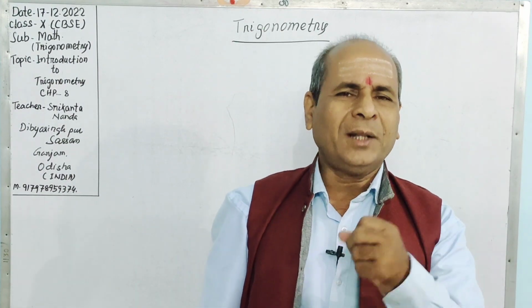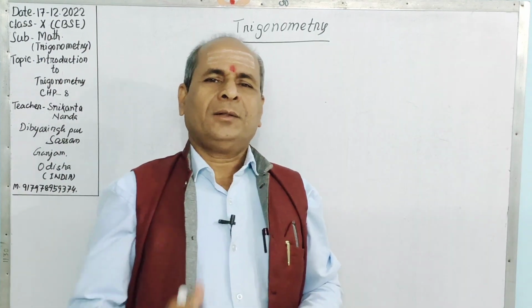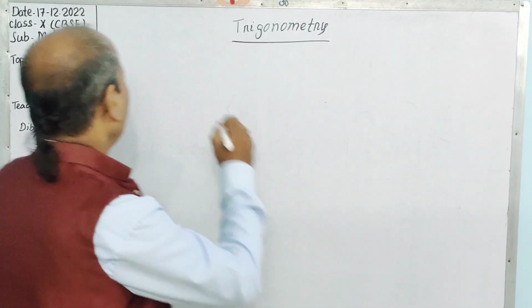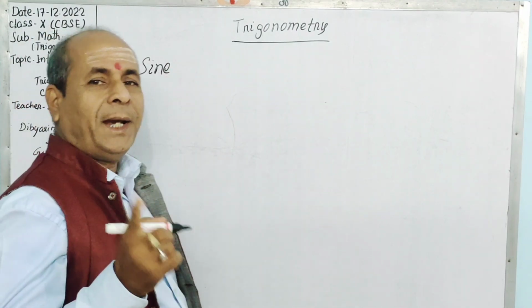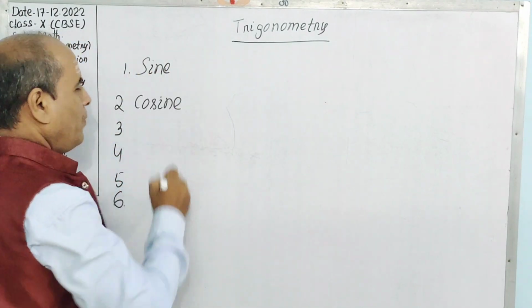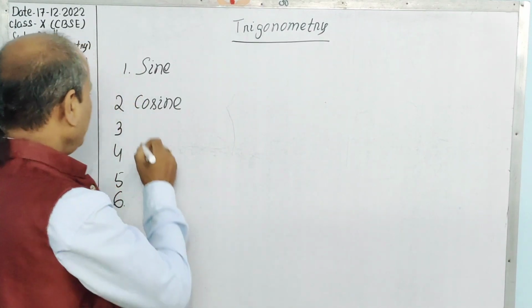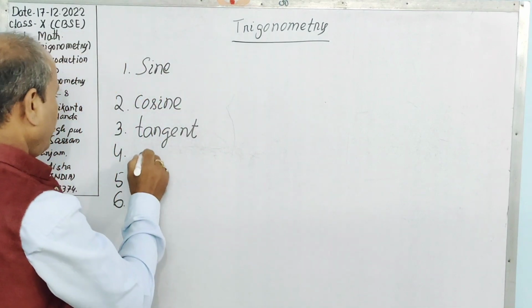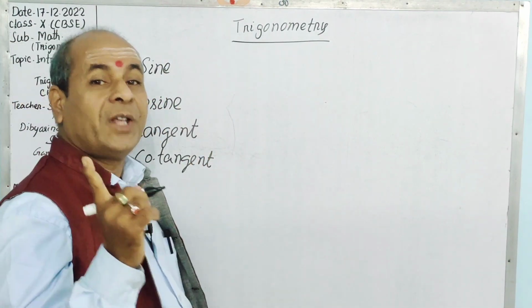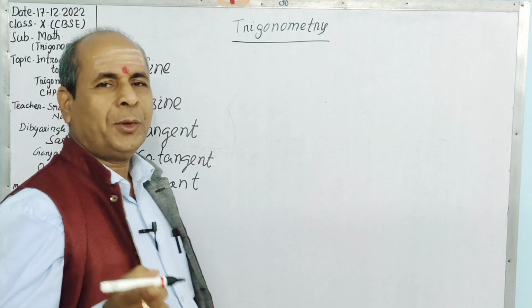What are the ratios? Some ratios are there. First is sine. Next is cosine. Next is tangent. Then fourth is cotangent. Next is secant. Last one is cosecant.